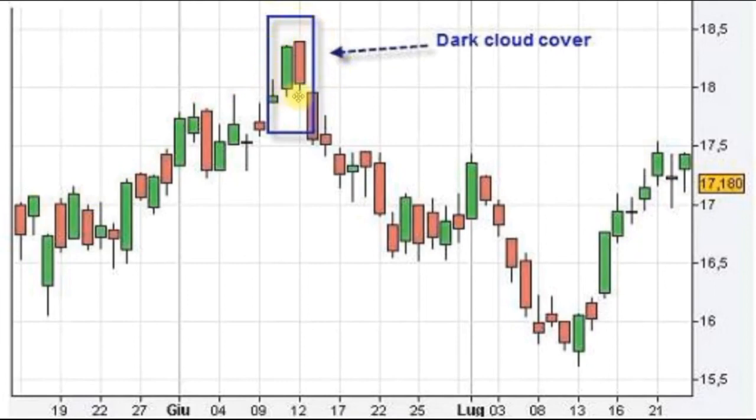In this example, we have an uptrend leading right into a dark cloud cover. The red candle gapping up above the previous day's green candle and then closing below the 50% level of the green candle. A classic dark cloud cover. Price trading lower than the pattern here gives us confirmation. And then we have a trend reversal to a downtrend.